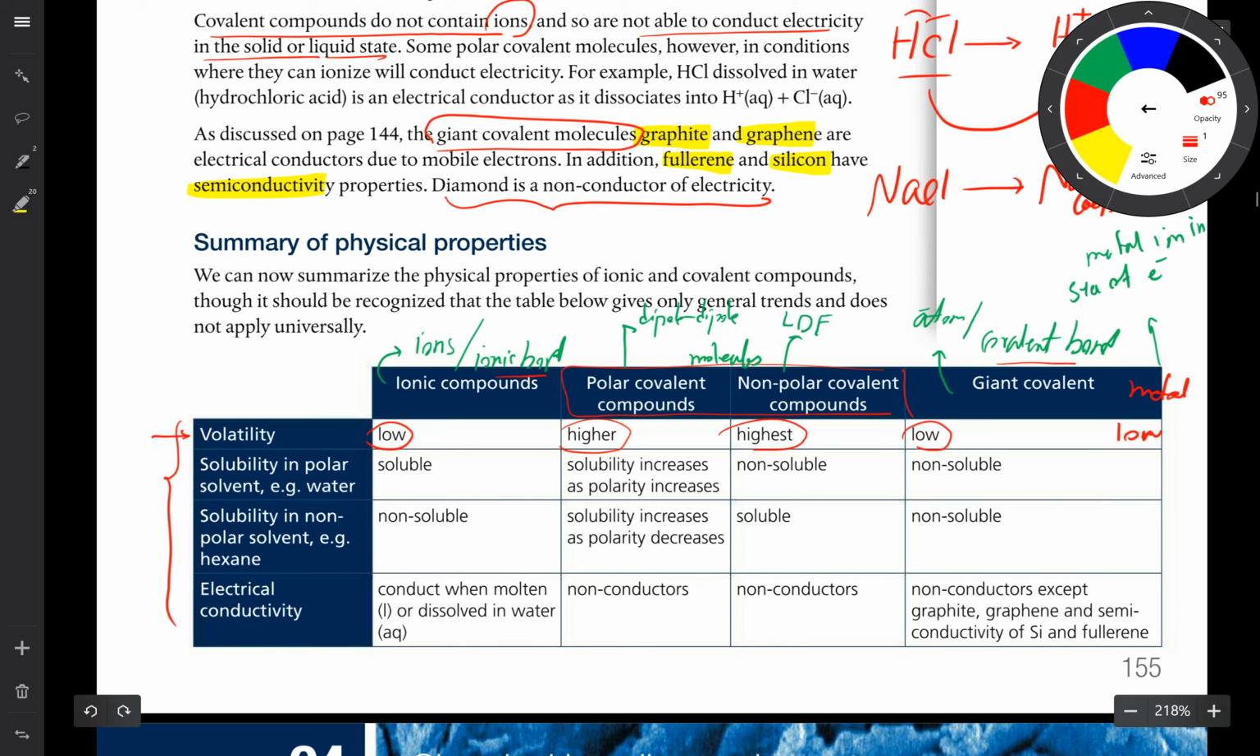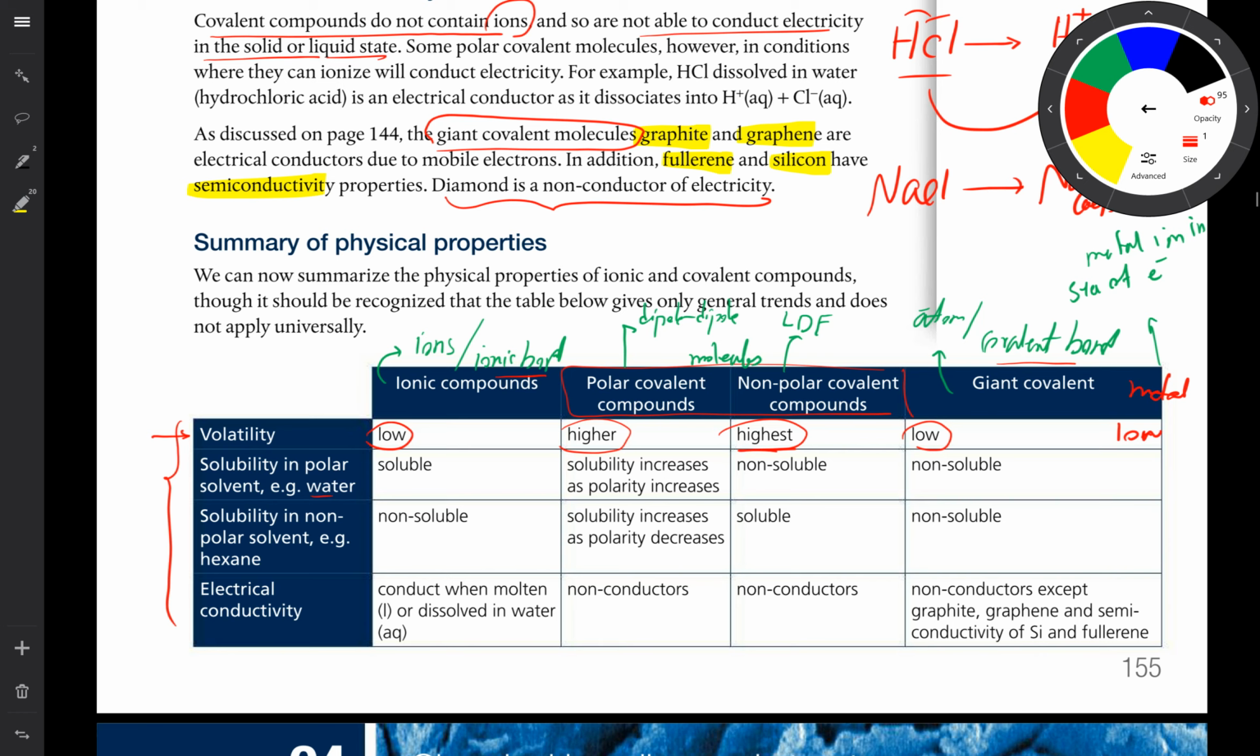Okay, and it's highest for nonpolar covalent compounds because the attraction between nonpolar covalent molecules, the London dispersion force, is weaker than the attraction between polar molecules, the dipole-dipole attraction or hydrogen bonding. Okay, solubility in polar solvents like water.